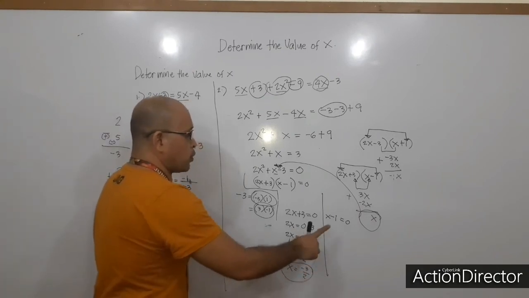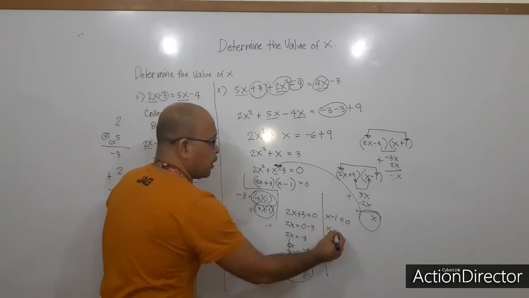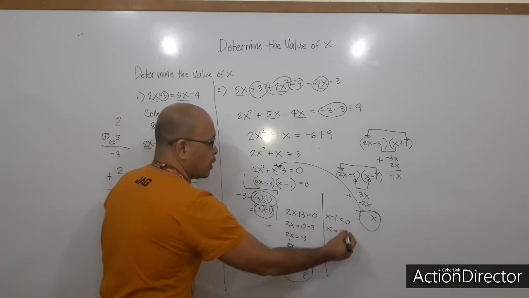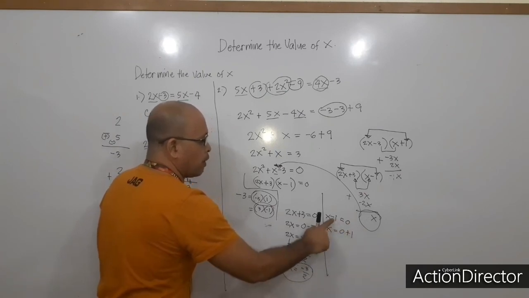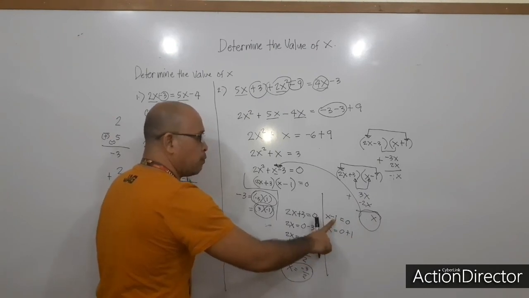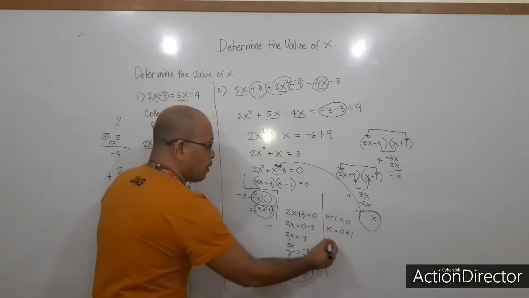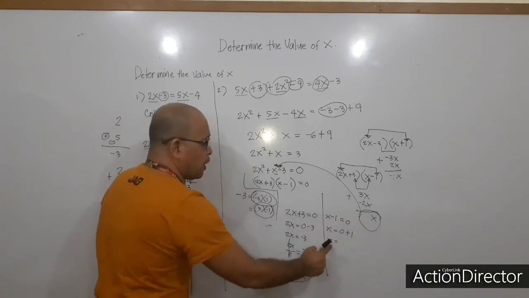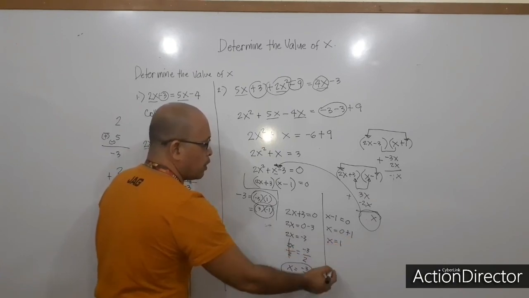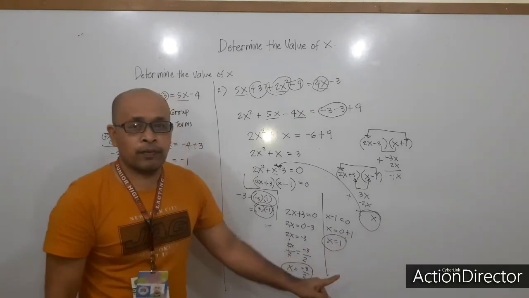And then proceed by solving the second value of x. So you have here x equals, transpose minus 1 to the other side, it will become 0 plus 1. From minus or negative, it will become plus when you transpose it to the other side. Continue. So you have here x equals 0 plus 1, or 0 plus positive 1, it will become 1. So therefore, the second value of x is positive 1.